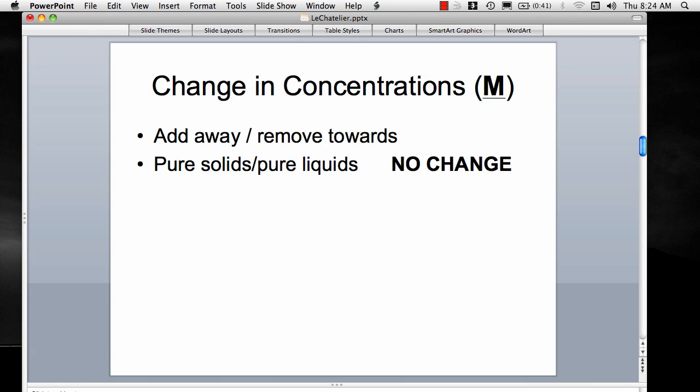Could you put a container that a reaction's happening in an ice bath and cool it? Sure. So that would be removing heat because you're cooling it. So you would take a look at the conditions the reaction's happening in, whether it's exothermic or endothermic, and then apply add away, remove towards.